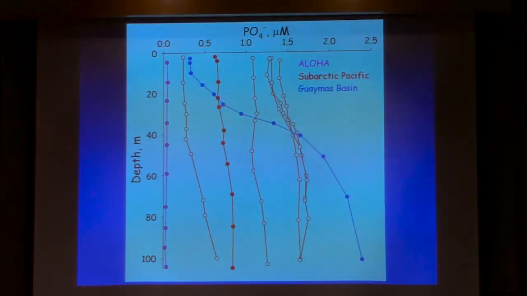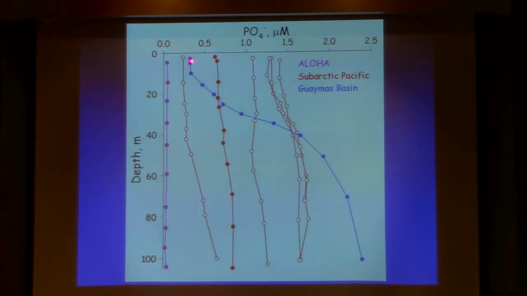And the reason that we pick these different environments is illustrated here by looking at phosphate profiles with depth. Station Aloha is an oligotroph. You can hardly measure phosphate concentrations. Dave Karl had to invent a new method to measure the concentration of phosphate that was so low. Again, the subarctic Pacific is a gradient in phosphate concentrations. We'll look at this site here, but others as well. And then Guaymas Basin has a really shallow mixed layer as well as a shallow nutricline.